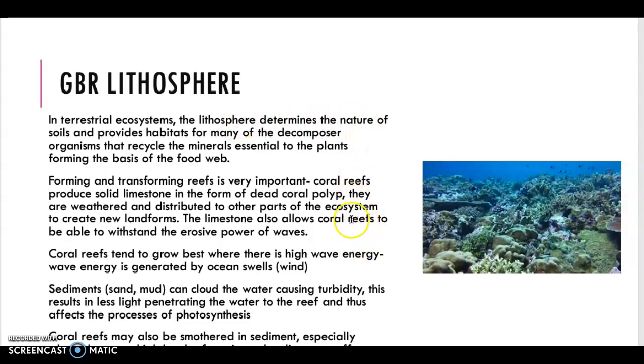In the aquatic ecosystem of the Great Barrier Reef, the lithosphere is more about the coral skeletons that exist, along with some of the sand and sediment that sits on the bottom of the reef. The reef was formed by corals that are weathered and distributed across the reef, and it's the limestone that exists as part of these corals as their skeletal backbone that creates a solid foundation for future reefs to grow upon.